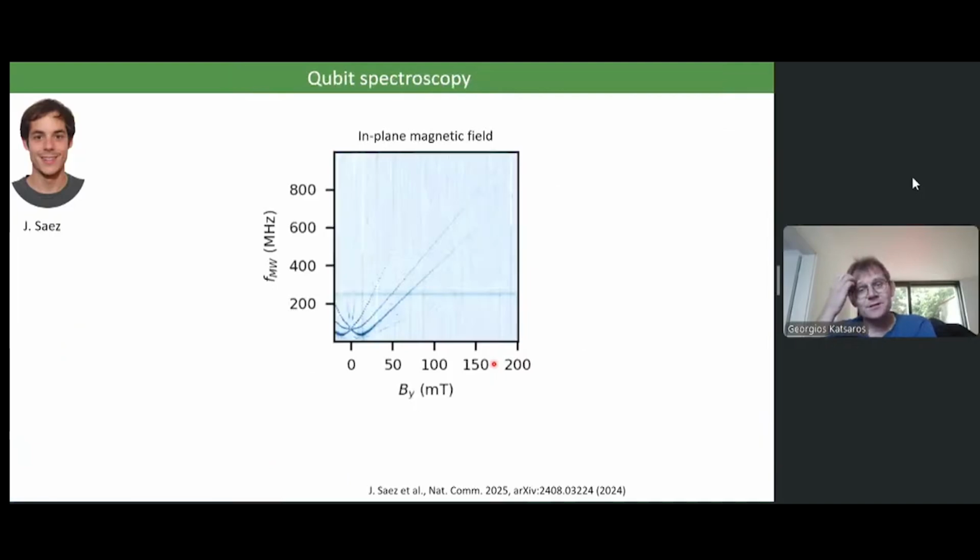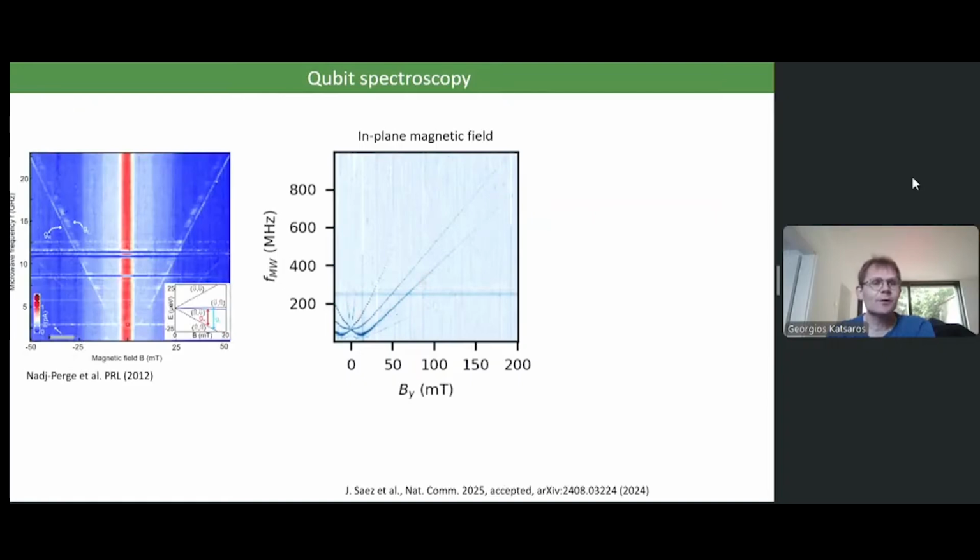But then what we saw was actually a spectrum with 3 lines. Ignore these lines. So we saw 3 lines, and this is strikingly different to what Stefan Nudge-Perch saw in 2012. Again, this is a double dot. Actually, here you see 2 lines, and the explanation of these 2 lines is that you either manipulate the spin of the left quantum dot or the spin of the right quantum dot. Here, very clearly, we have 3 lines.